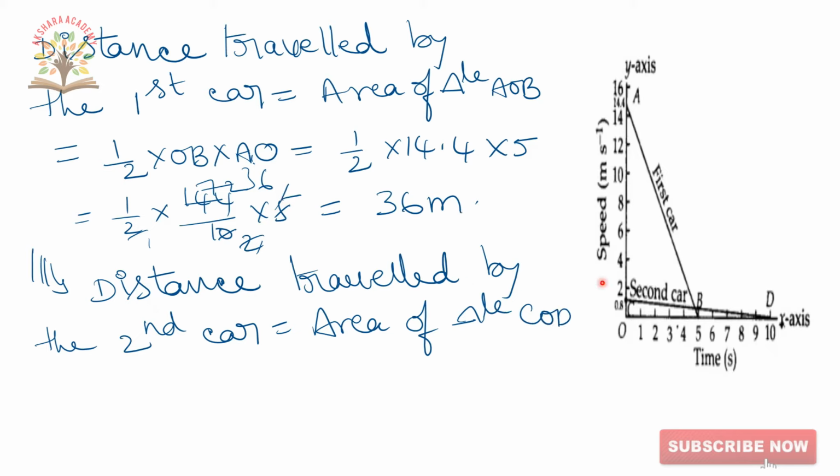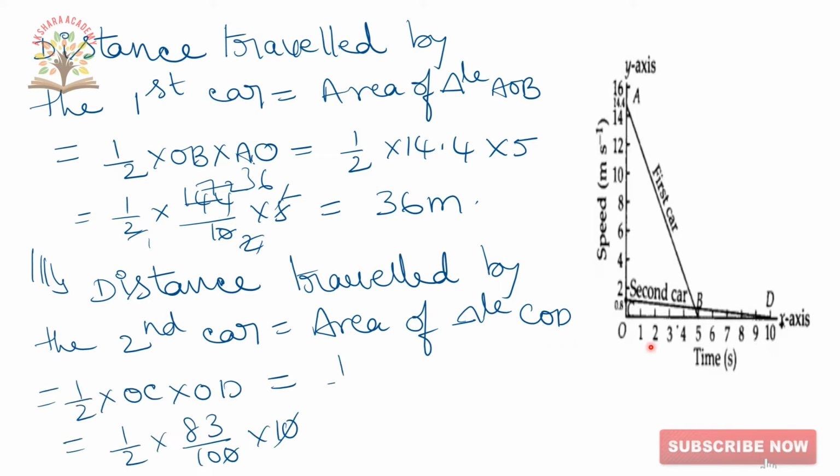Similarly, we are finding the distance traveled by the second car, that is also equal to the area of triangle COD. Area of a triangle is equal to half into base into height. Now we are writing half into OC into OD, that is equal to half into, substituting the values, OC nothing but 0.83 and OD nothing but 10. 0.83 can be written as 83 by 100 into 10. The 0 gets cancelled. So finally we are getting the answer 4.1 meters.